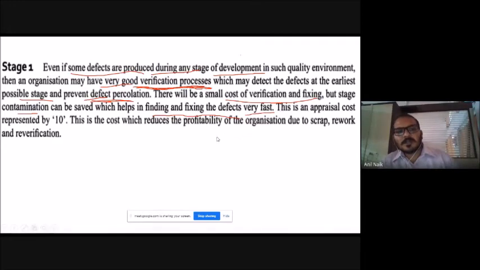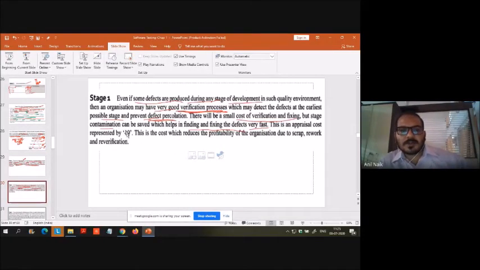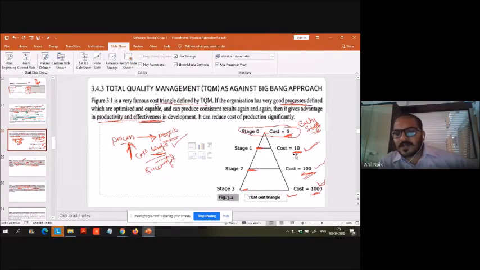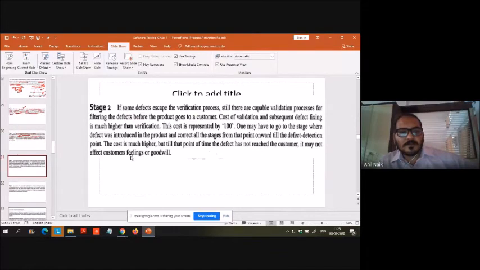So here in stage one, we need to spend some time, so the cost is represented as 10. It is on a standard triangle approach, where if the defects arise at a later stage, the cost will be 10 times higher. And if the defects arise at the later stages, at the production stage, the cost will be 100.